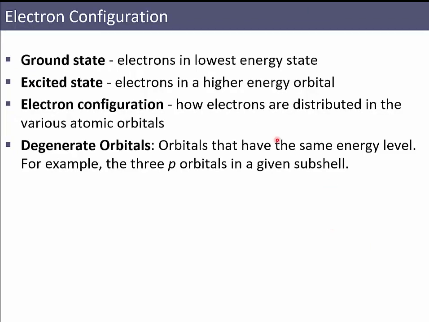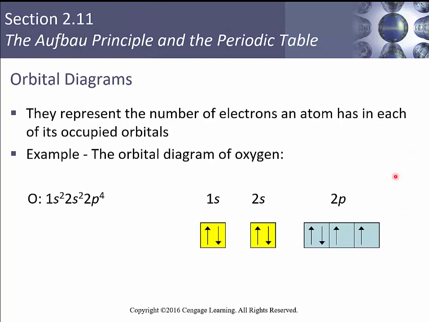Right. Electron configuration is how electrons are distributed in the various atomic orbitals, and degenerate orbitals are orbitals that have the same energy level. For example, all 3p orbitals in a given subshell are what we call degenerate. So these guys here, 1, 2, 3, all have the same amount of energy.